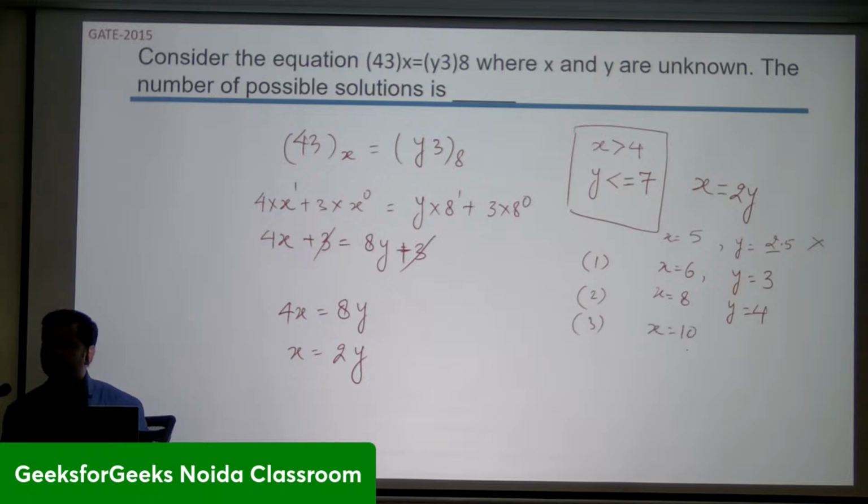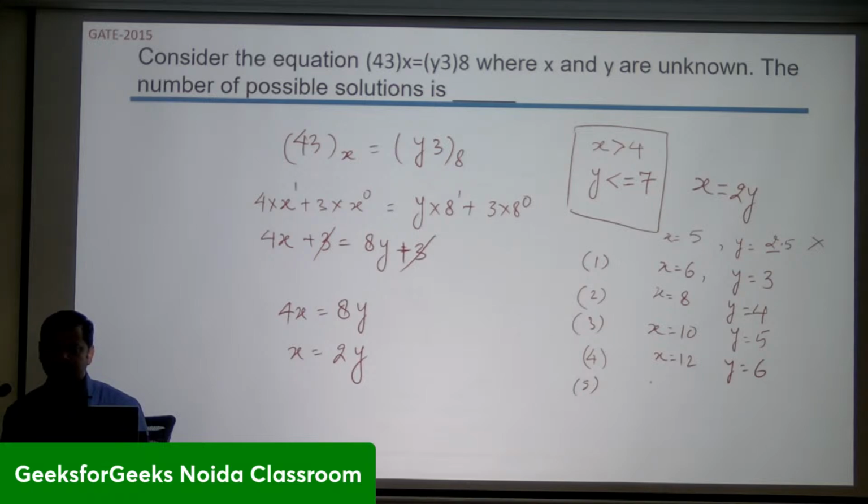X is 10. See, odd values cannot be accepted because that is going to have the fractional value of y. Okay, so we cannot go for the odd value of x. Okay, so these things you have to observe from the solved equation. Okay, so y is 5 over here, which is again valid because it is lesser than 7. Okay, go for the next one. X is 12, y is 6, again valid.